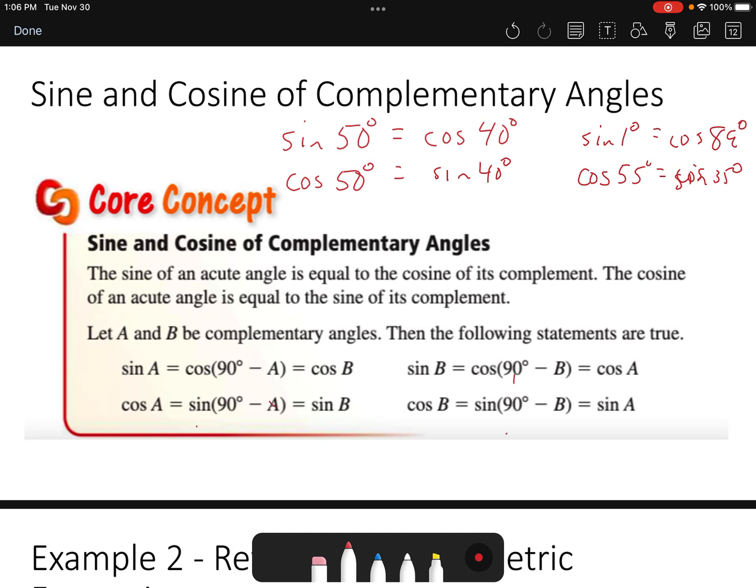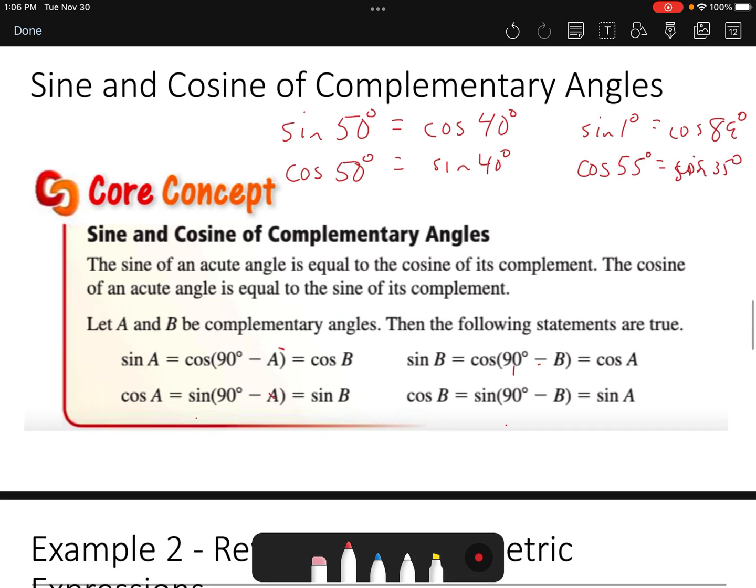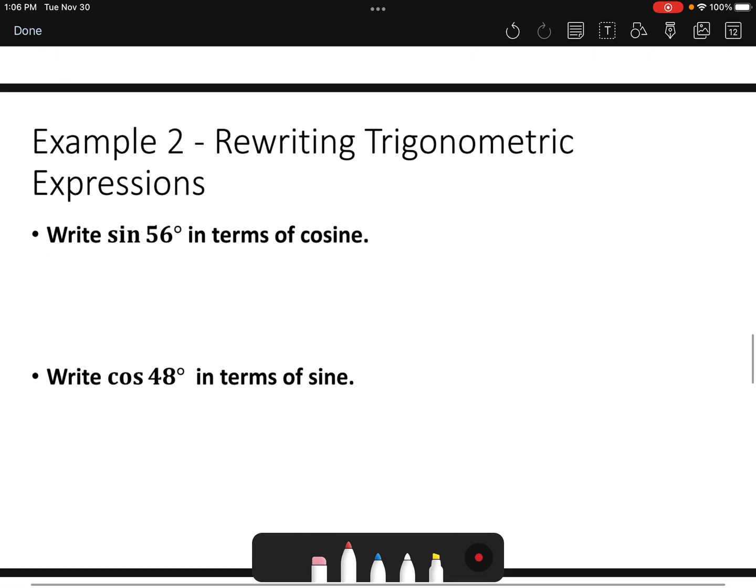And that's all summarized in these statements, okay? But it's basically whatever the angle is, take 90 minus that angle, and it's the other complementary cofunction. These are called cofunctions. They don't use that word here, but sine and cosine are called cofunctions.